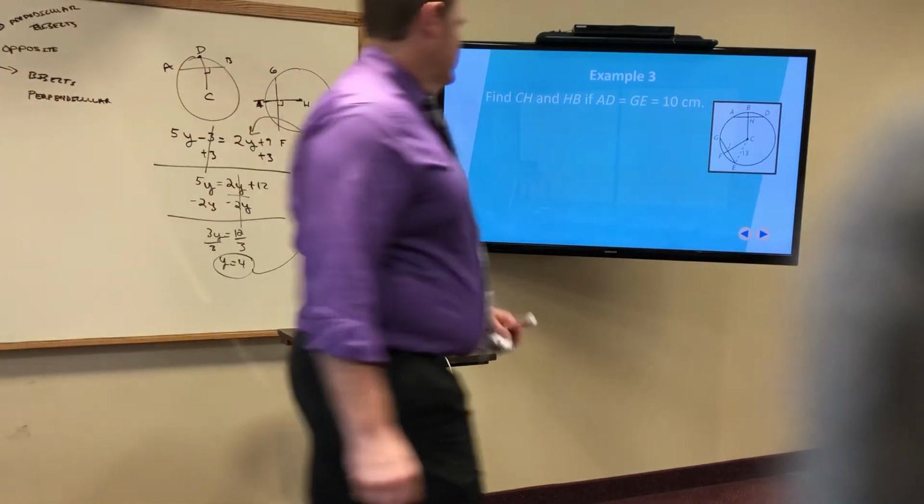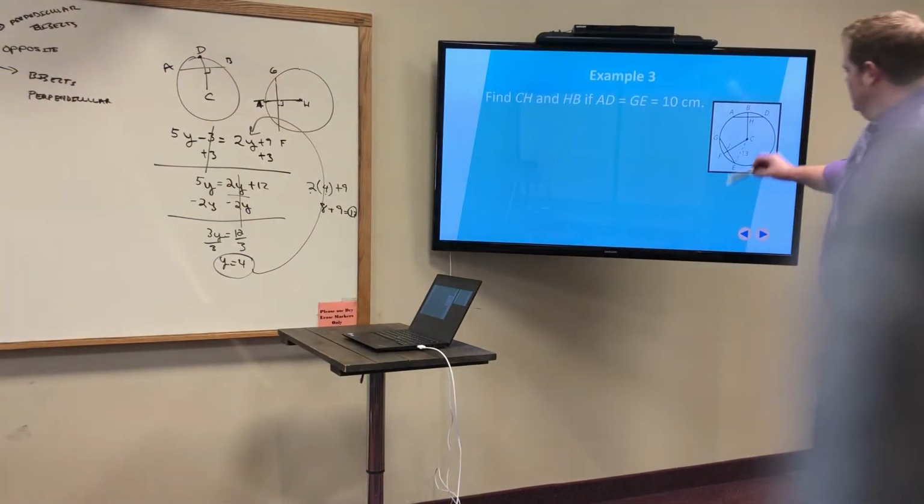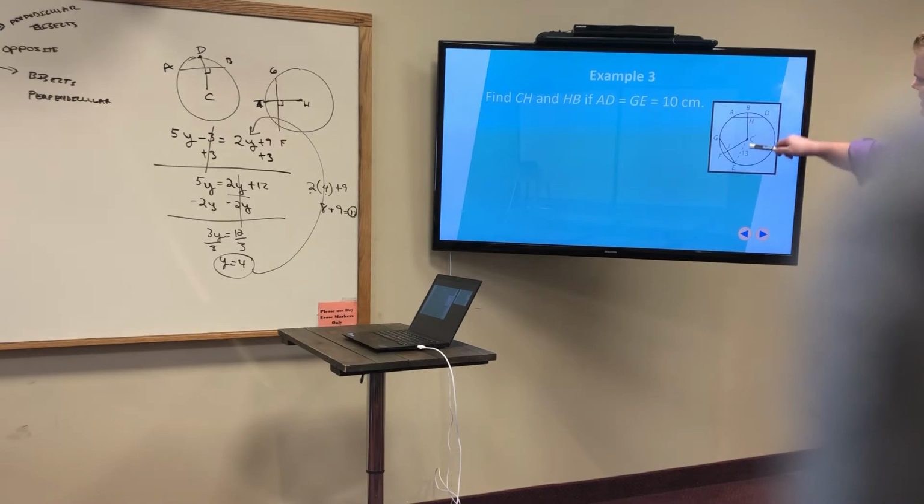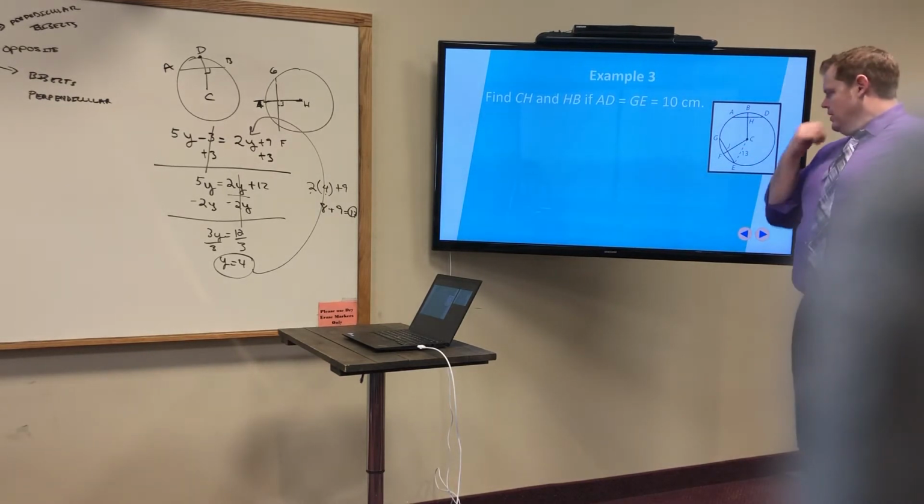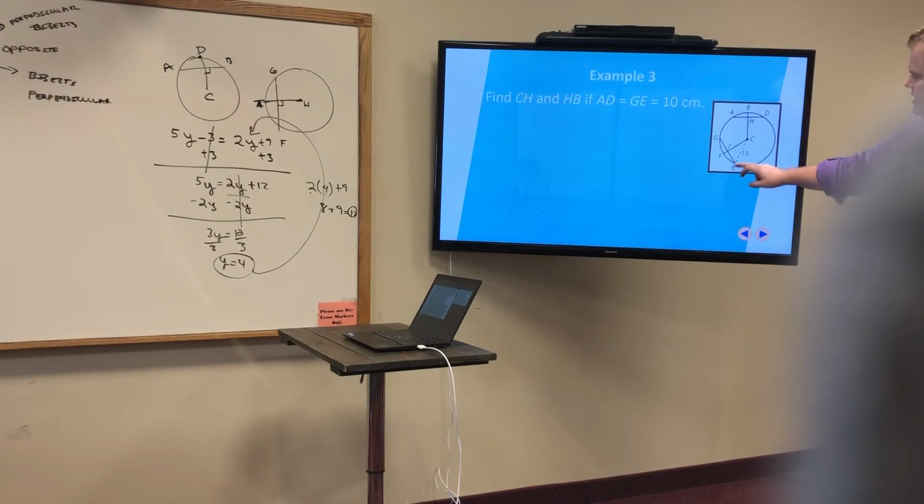So let's look at this one together. They want us to find CH and HB. They want us to find those two things once they give you this information. AD and GE are 10. They're both equal. So we got to find them. First off, CE is 13.